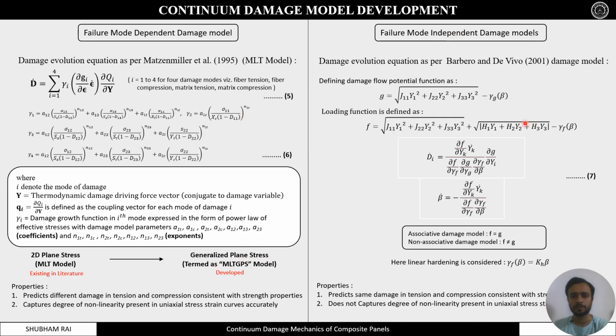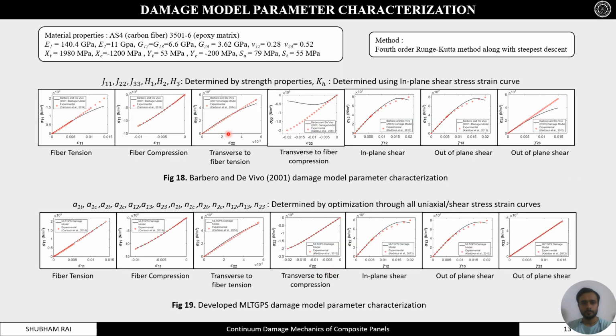Now we will compare this with the failure mode independent damage model, which was proposed by Barbero and Vivo. This is the first time that the damage model parameters have been characterized using all uniaxial testing curves. Figure 18 represents the characterization done by Barbero and Vivo. They have only characterized based on the in-plane shear testing curve. They have only taken into account all the points of the in-plane shear testing curve. In other directions, they have only taken the strength property. So that's why their curves are not able to match in other directions.